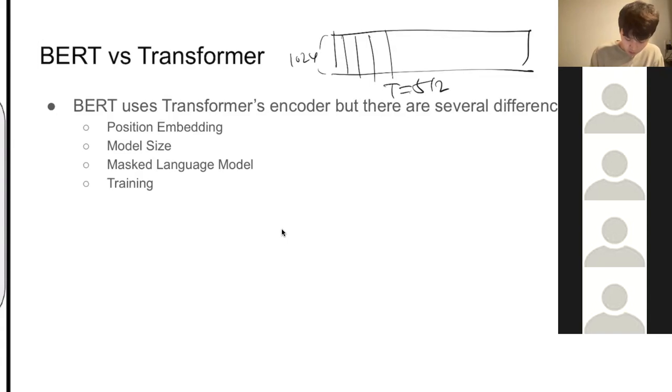Model size was much bigger. So the transformer was about six layers. This is 24 layers for a BERT large model.